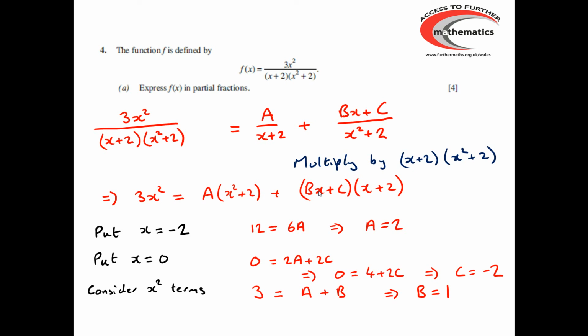So we have that f of x is equal to 2 over x plus 2, plus 1 lot of x, take away 2, all over x squared plus 2.